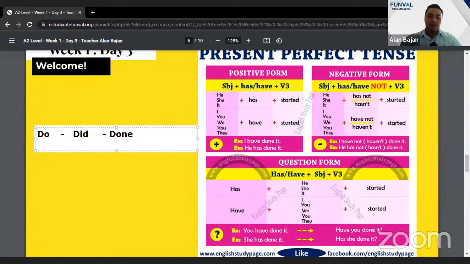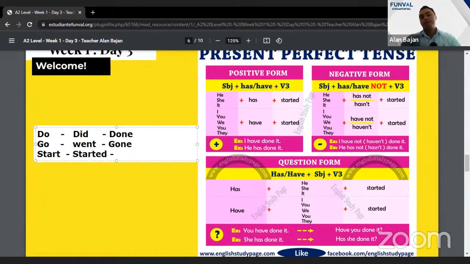Other example. Go. What is the past tense of go? Went. And what is the past participle of go? Gone. What happened with regular verbs? Start, started, and in past participle is the same. Started. For irregular verbs, it changes, and for regular verbs, it remains the same.